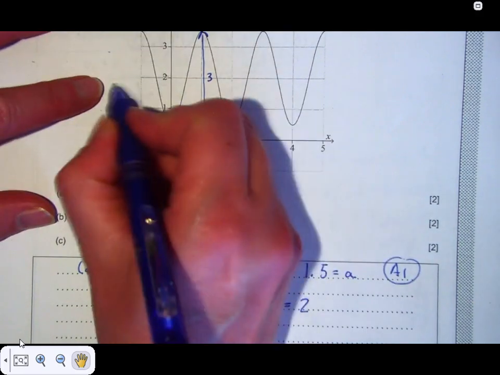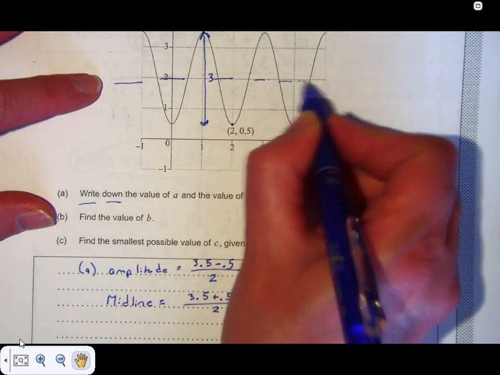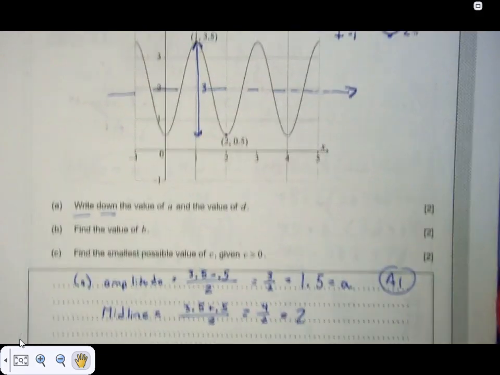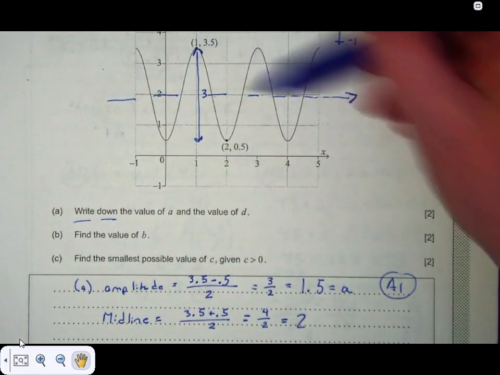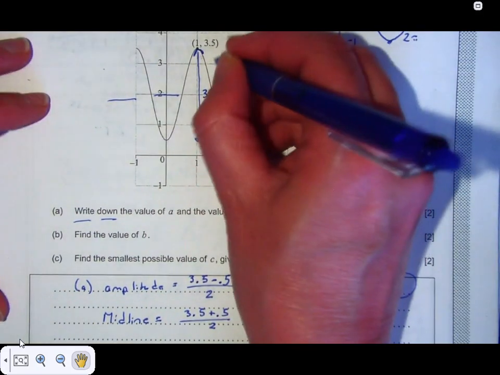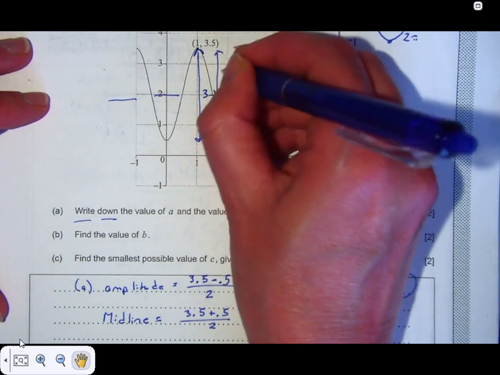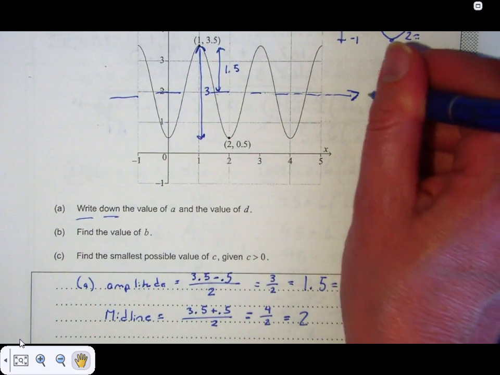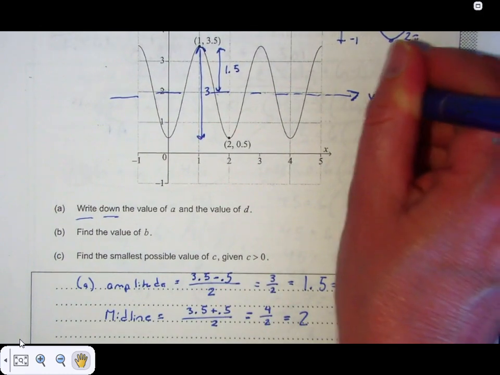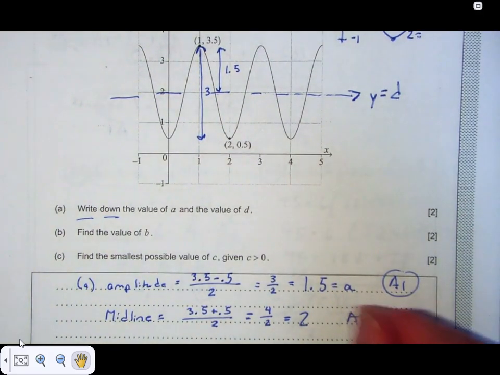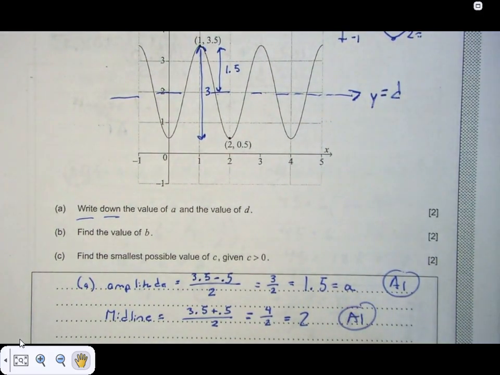So basically, this is the middle of your graph. Like I said, you can figure out the middle through logic. From a midline of 2, it goes up 1.5 and down 1.5, so that's the amplitude here. The midline is the same as your D. You get a mark for that, and you don't have to show any work. So logic or write it out, whatever you want.